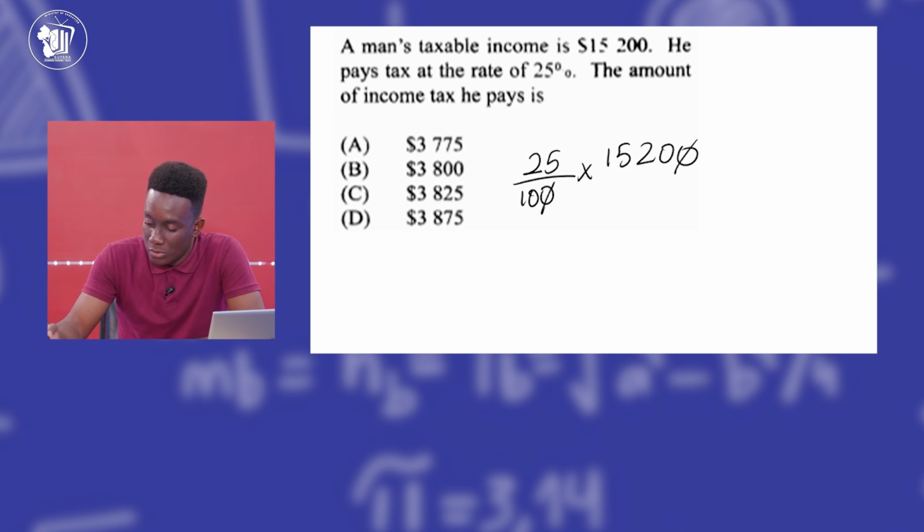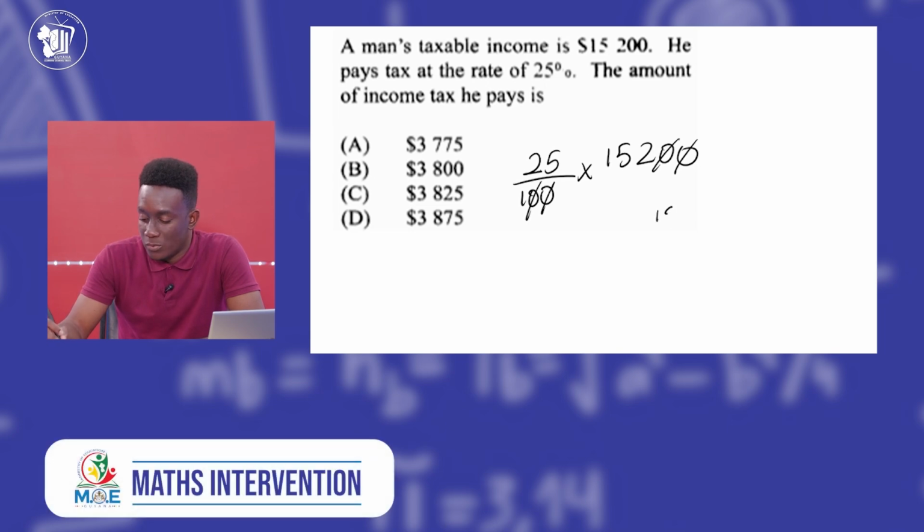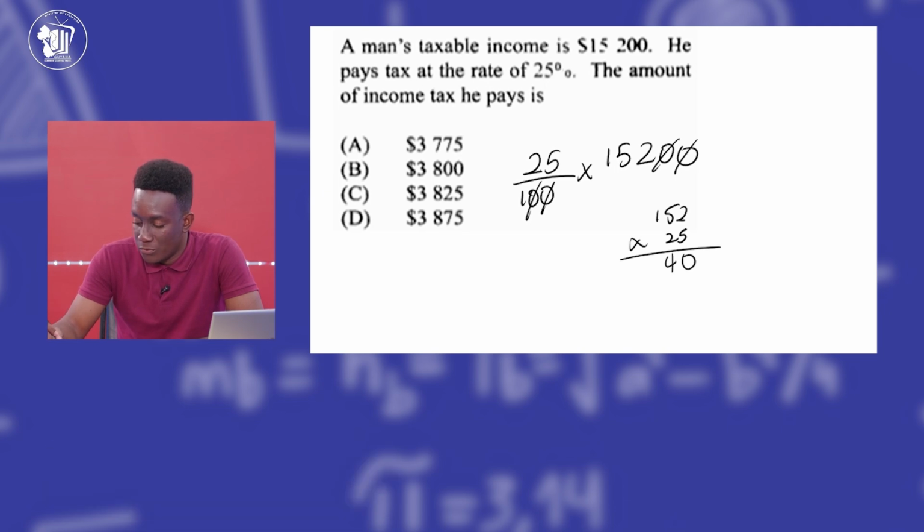So this 0 goes with that 0, this 0 goes with that 0. So now we have 25 times 152, so this can be 152 multiplied by 25. So this 0 goes here, 2 times 2 is 4, 2 times 5 is 10, and 2 times 1 is 2, plus 1 will be 3. So 5 times 2 is 10, 5 times 5 is 25, plus 1 is 26, so put the 6 in here. 5 times 1 is 5, plus 2 would be 7.